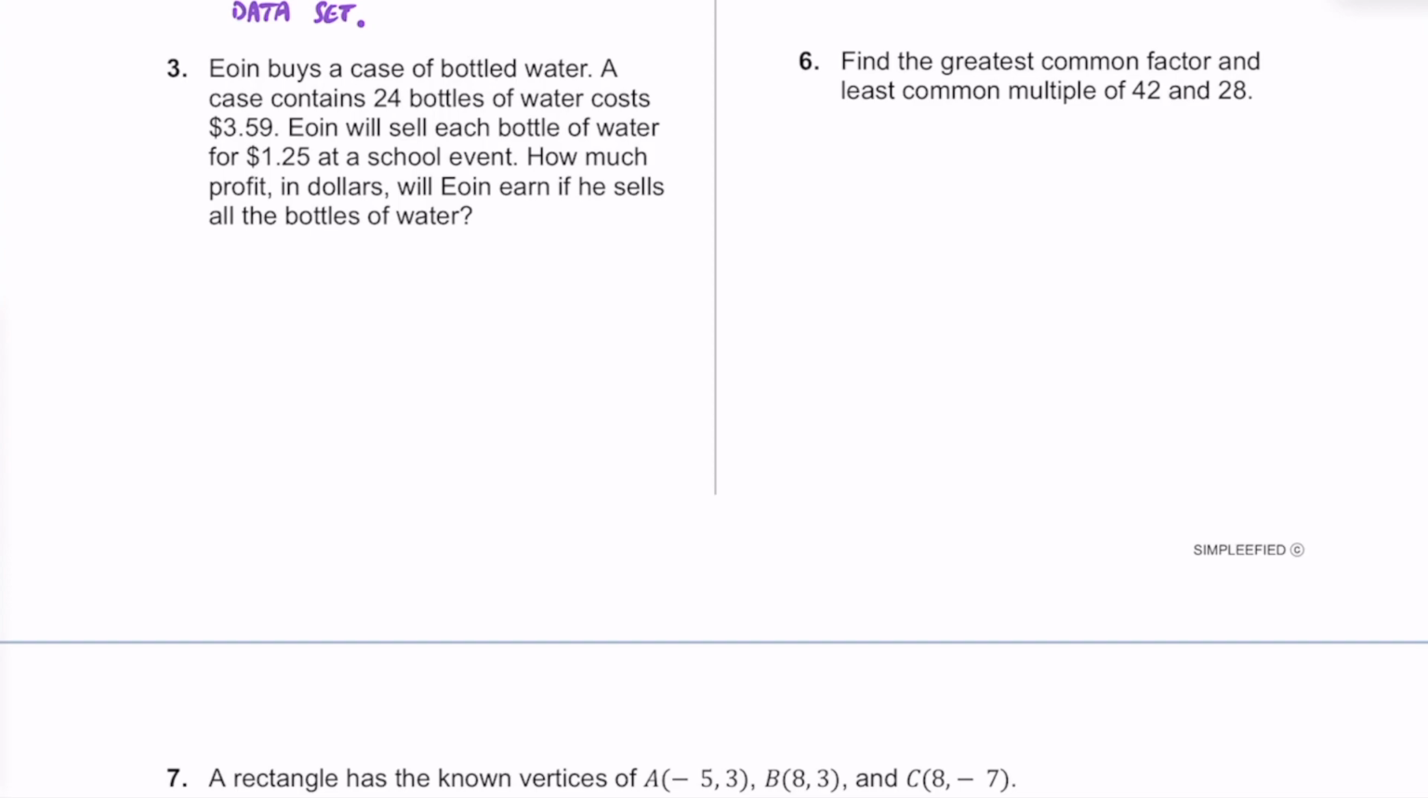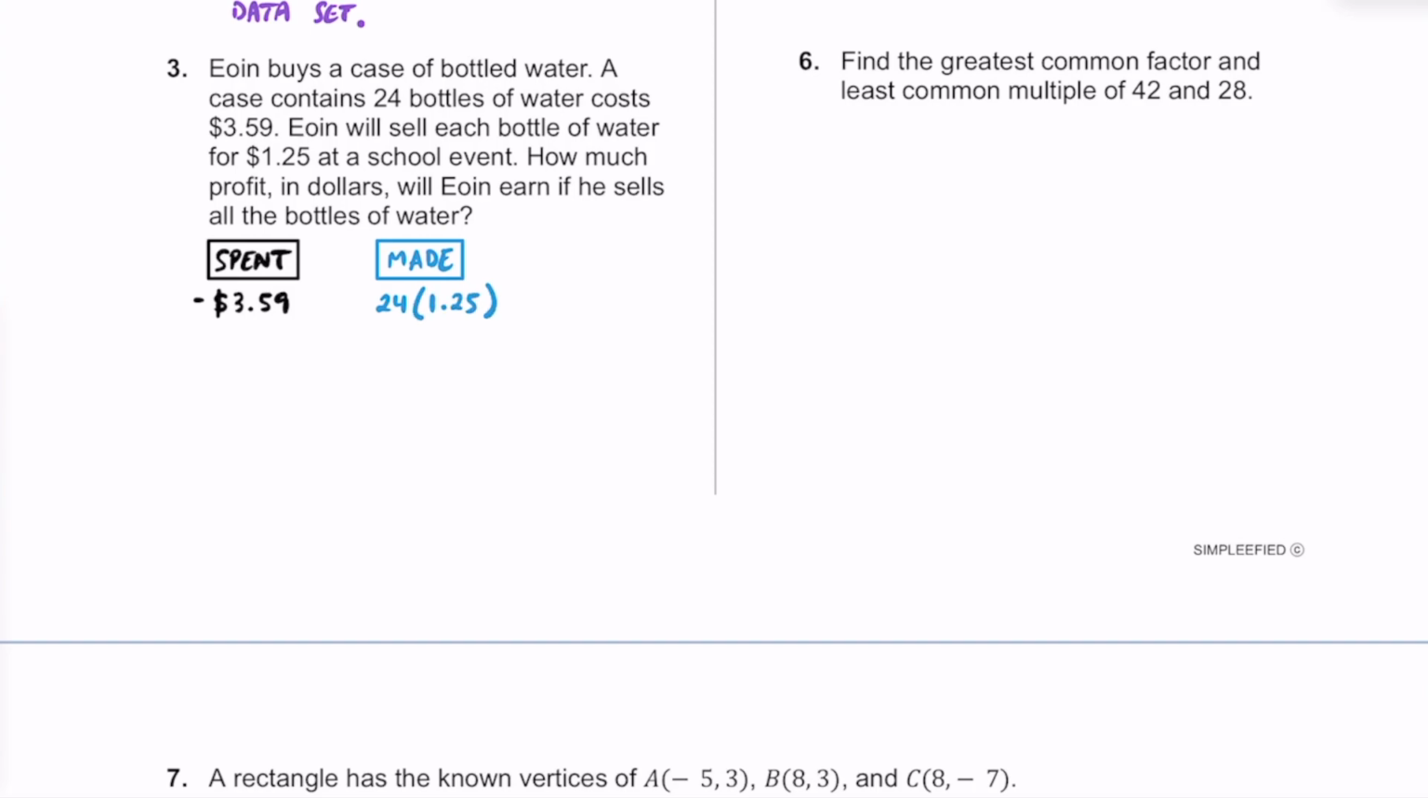All right, so first things first, we have to see what Owen spent on the water bottles. So keep in mind that Owen is going to spend $3.59 just to buy those 24 water bottles. So that means that he has to take out that money from his profit later. Now, what about the amount of money that Owen made? Well, Owen sold 24 of these bottles, right? And each of these bottles he sold for $1.25.